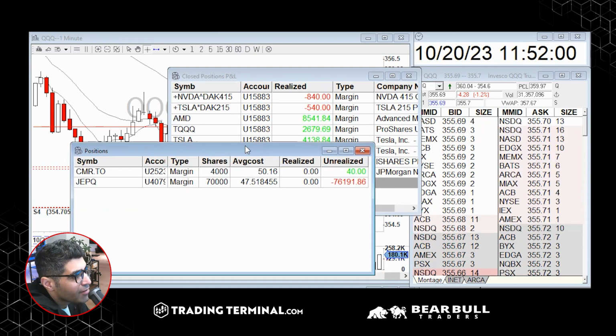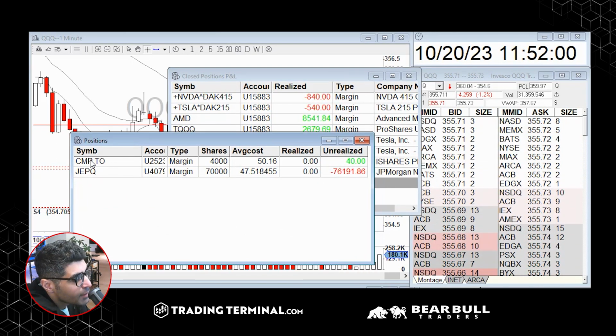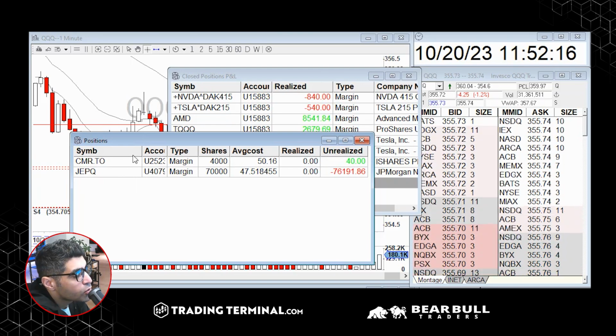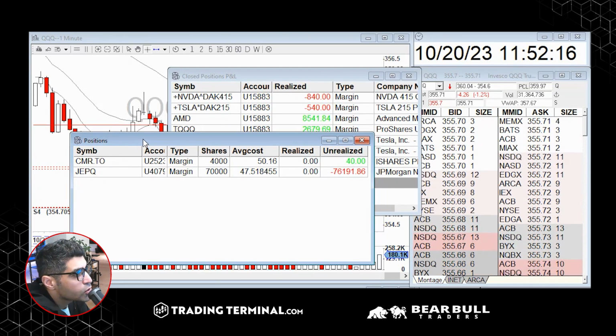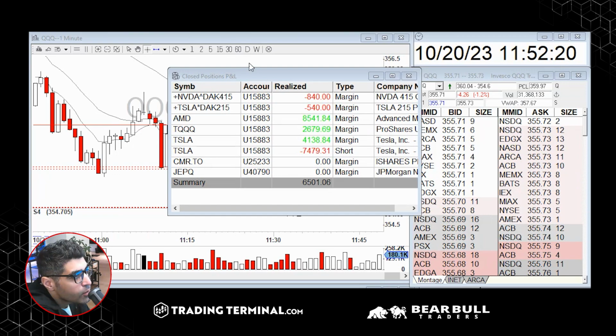And I don't really have any other position except JEPQ and CMR, which is short-term treasuries at 6%. So just holding on that. So let's see what we got.